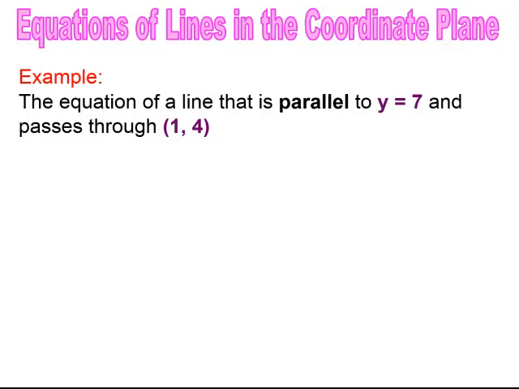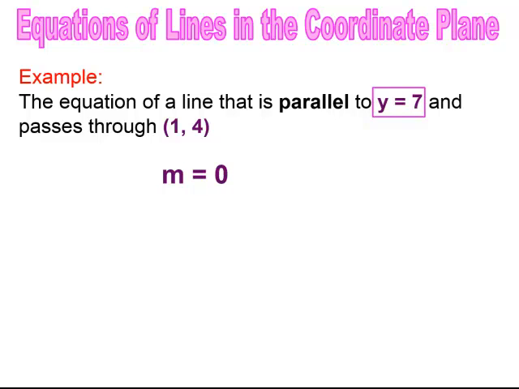So now when we're talking about equations of the line that is parallel, and you're given y equals 7 and passes through a point (1, 4), what you need to know is, what is the slope of y equals 7, or y equals a number? Well, when we have y equals just a number, that means I have a horizontal line, and when I have a horizontal line, the slope is 0.